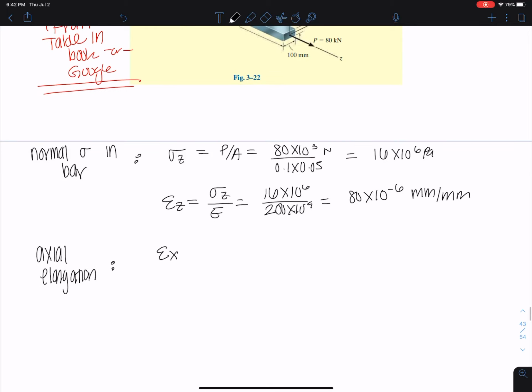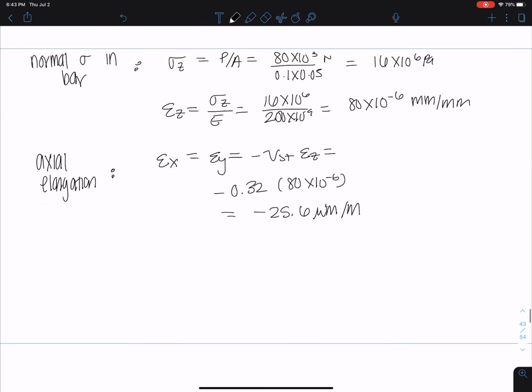Now we can talk about the axial elongation. So we have a strain in the x direction, which is equal to strain in the y direction, which is equal to negative nu of steel times epsilon z, and we basically get negative 0.32 times 80 times 10 to the negative 6, and we get negative 25.6 micrometers per meter. You can leave this in whatever units you want though.